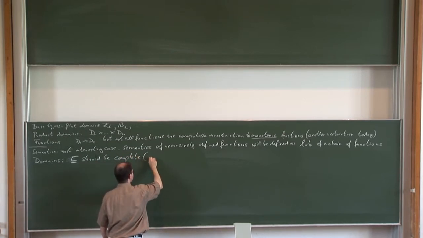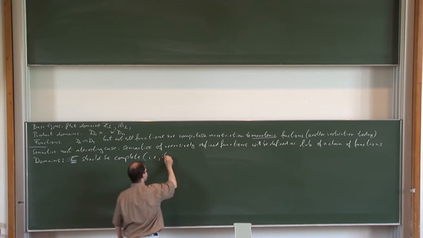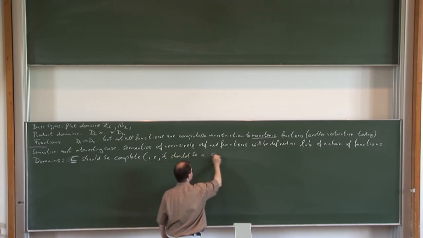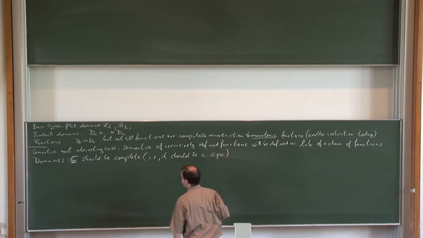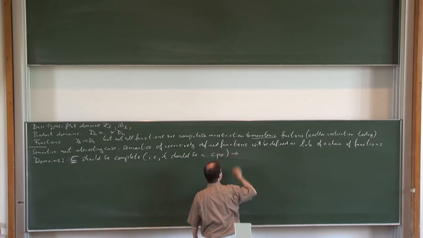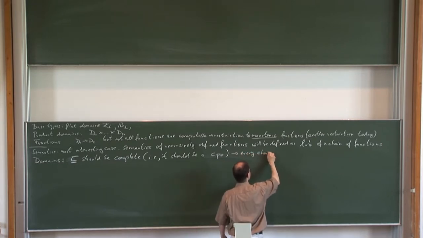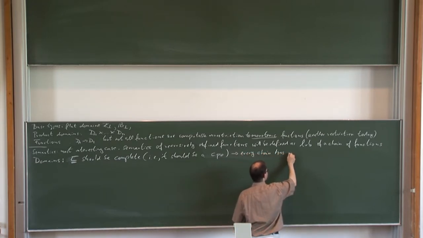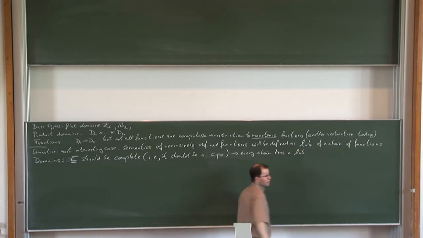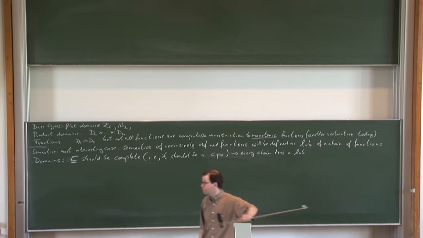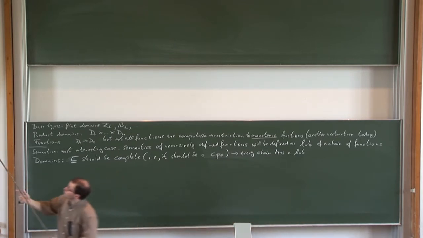So in other words, it should be a complete partial ordering, and then we can be sure that every chain indeed has a least upper bound. So what does it mean to be complete? An ordering is complete if two conditions hold.